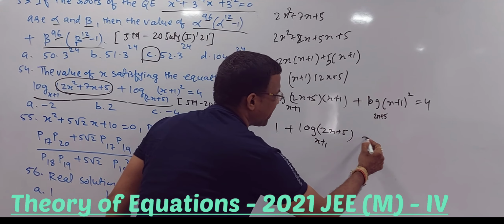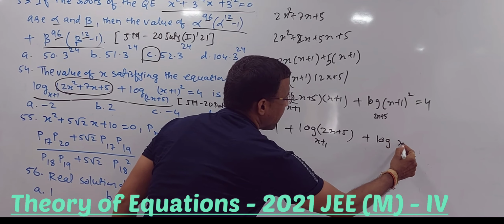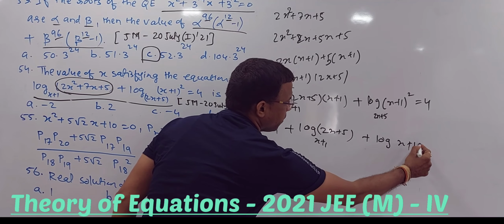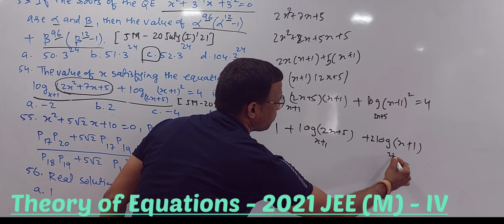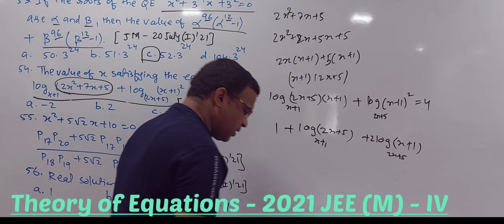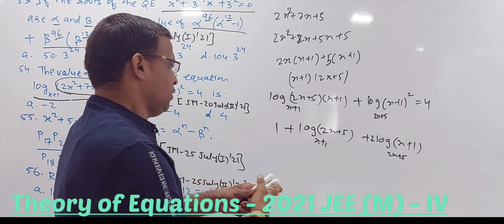and check out what we are getting here. Log of x plus 1 square. So I can just shift this to this side to the base 2x plus 5. So look at this, look at this, look at this too.